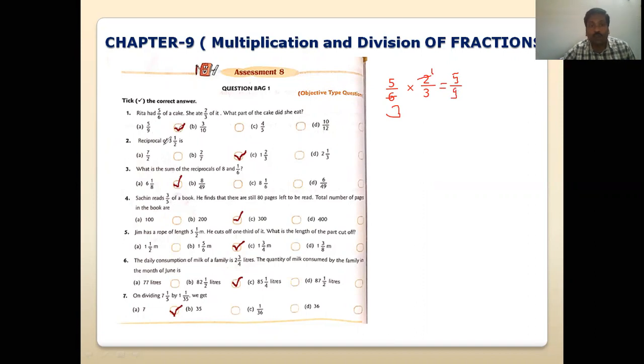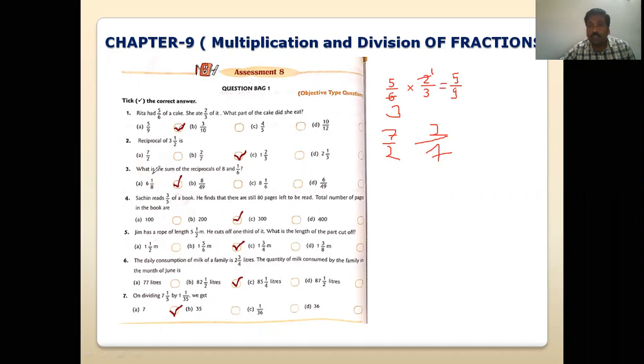Now guys, how can we find the reciprocal of 3 whole 1 by 2? Firstly, we will change 3 whole 1 by 2 into a simple fraction. How can we change it into a simple fraction? When we multiply 2 into 3 and add 1, we get 7 by 2. Now write the reciprocal. What is the reciprocal of 7 by 2? Yes, the reciprocal of 7 by 2 will be 2 by 7. So our answer will be 2 by 7. Option B is correct.